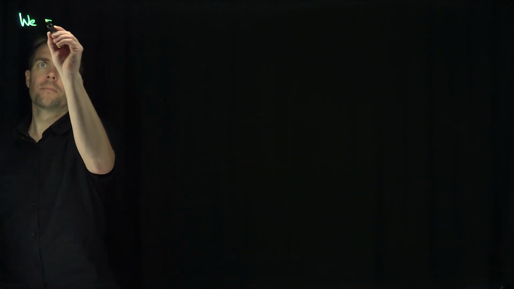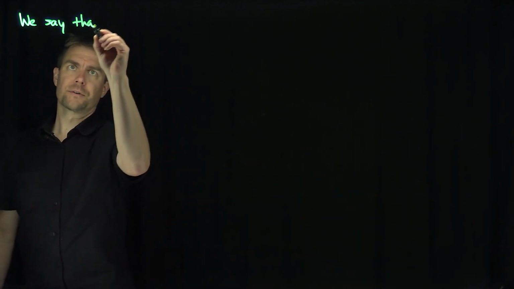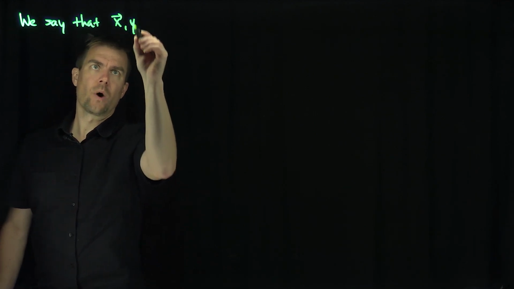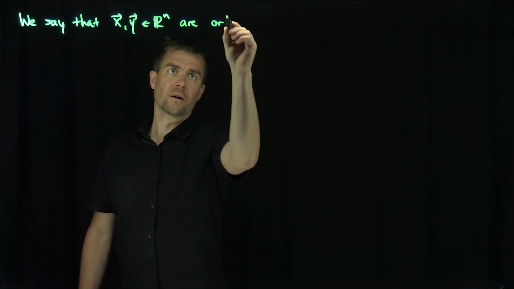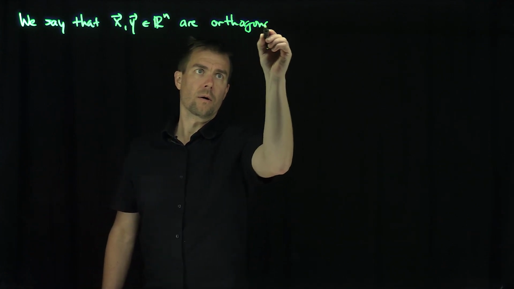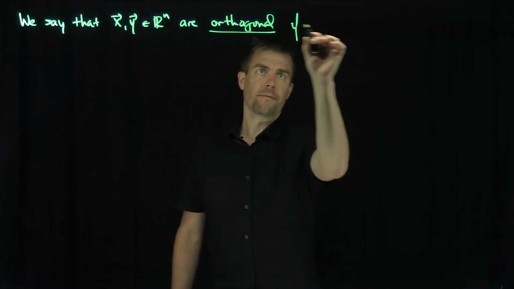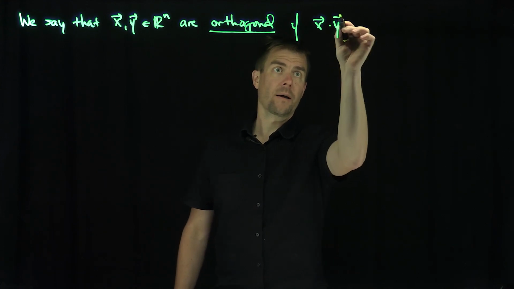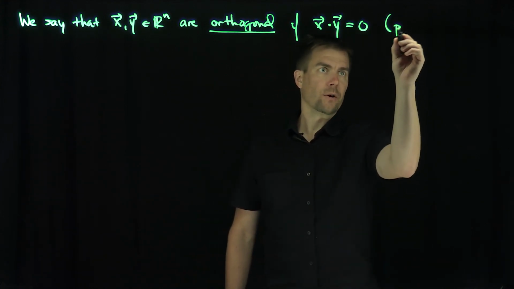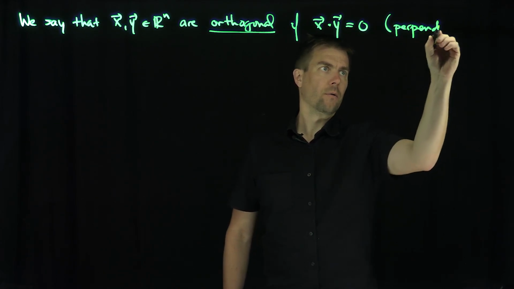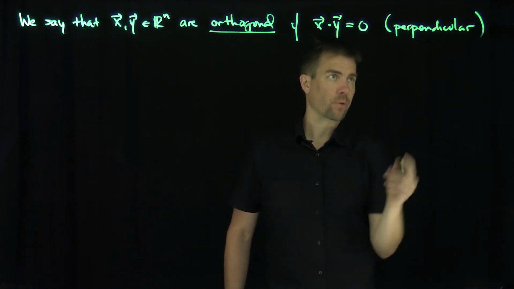Hello students, in this video we'll discuss orthogonality in Rn and some immediate consequences of orthogonality. So we say that two vectors x and y in Rn are orthogonal to each other if x dot y is equal to 0, right? Orthogonal is just another way of saying they're perpendicular to each other. This is just a generalization of the idea of being perpendicular.